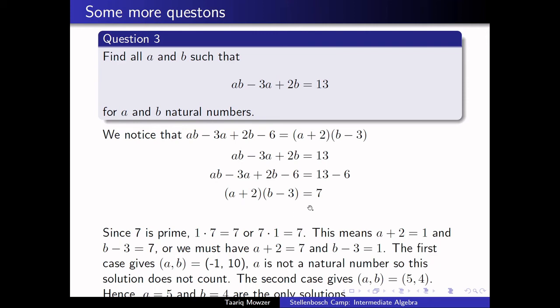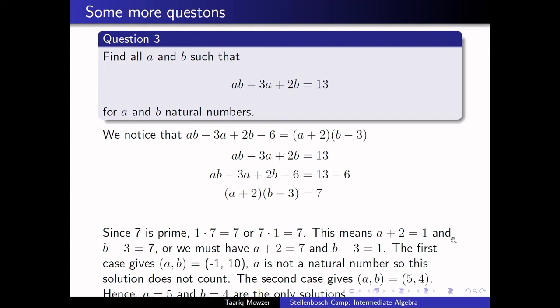And then we can solve it from here. This is kind of big, but I'll explain what it means. Remember that a and b are natural numbers, so a plus 2 and b minus 3 are also natural numbers, or integers specifically. 7 is a prime number, which means that the only way to multiply two numbers to get 7 is 1 times 7 and 7 times 1. So that means a plus 2 is either 1 and b minus 3 is 7, or a plus 2 is 7 and b minus 3 is 1. And then we can solve these equations.